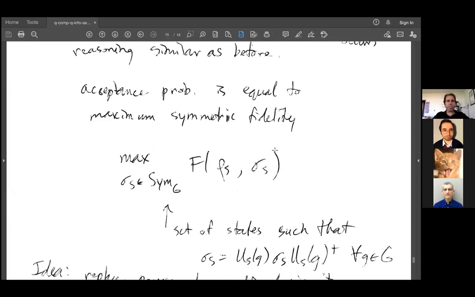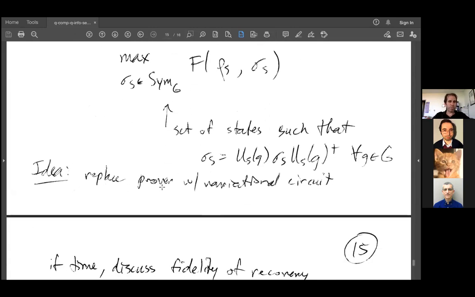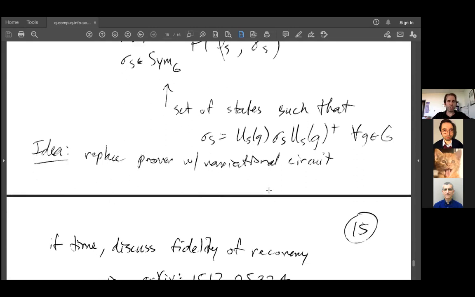So that's very interesting. Not only does it give us a way to decide whether a state is symmetric, but the quantum algorithm also allows us to quantify how symmetric it is. Okay, same idea as before, replace the prover with a variational circuit.